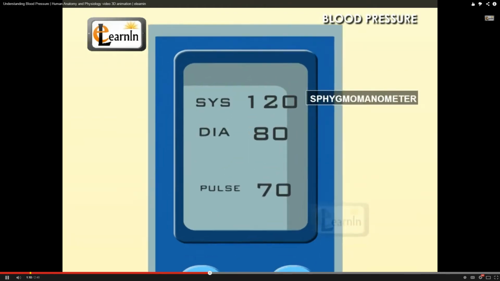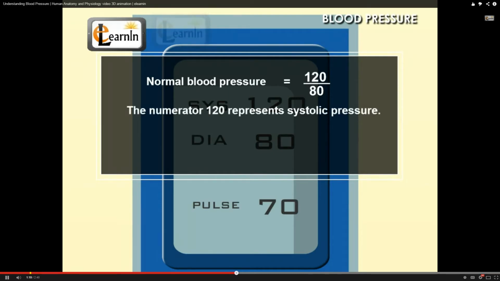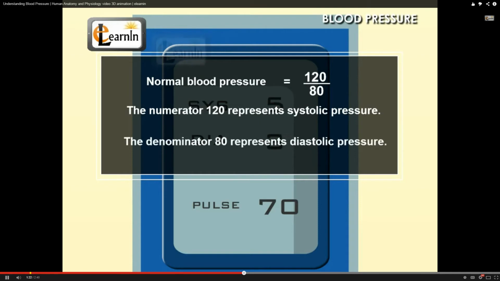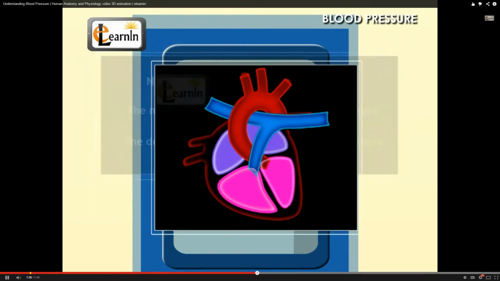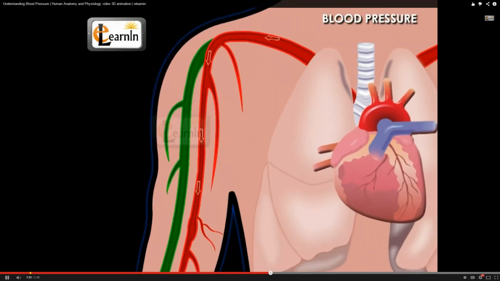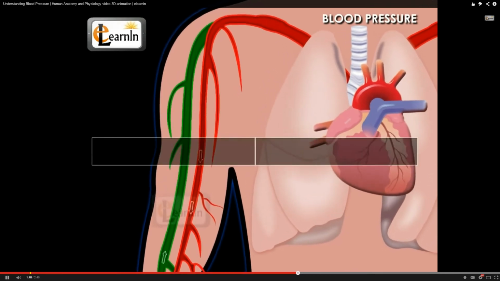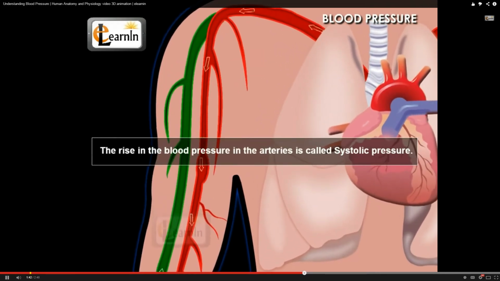Blood pressure levels are written in the form of 120 by 80. This is normal blood pressure. The numerator 120 represents systolic pressure, and the denominator 80 represents diastolic pressure. During the systolic, when the ventricles contract, the blood is pumped into the arteries. So the blood pressure in the arteries increases immediately after the systolic. This rise in the blood pressure in the arteries is called the systolic pressure.